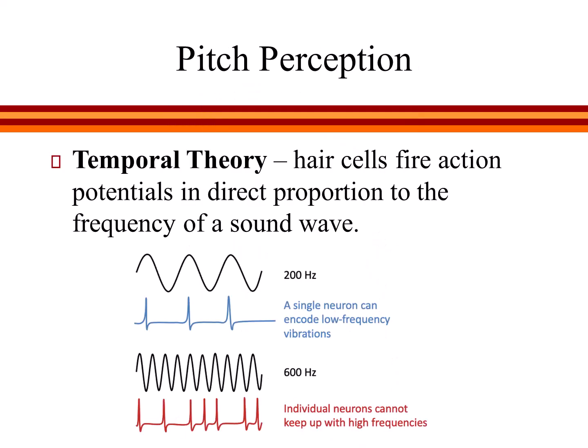There are two main theories as to how your brain perceives pitch. The first theory, temporal theory, proposes that hair cells fire action potentials in direct proportion to the frequency of a sound wave. The faster a hair cell fires, the higher the frequency and thus the higher the pitch. There is some evidence that this may be correct up to about 4,000 hertz or so. However, beyond this point, individual neurons can't fire fast enough to keep up with higher frequencies. For that, we need a different mechanism, and this is where place theory comes in.